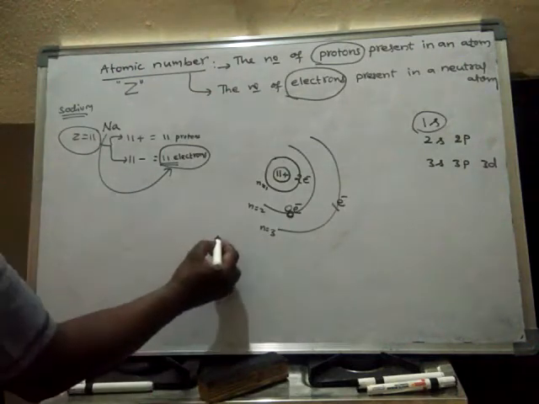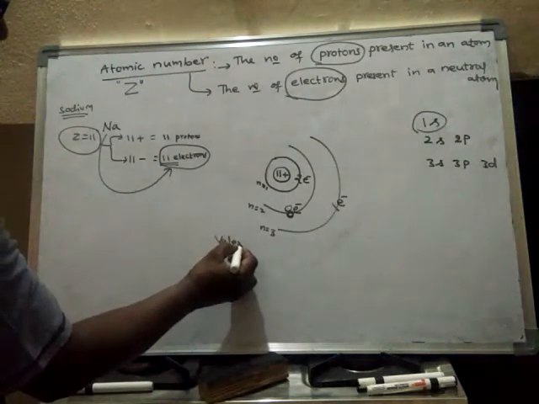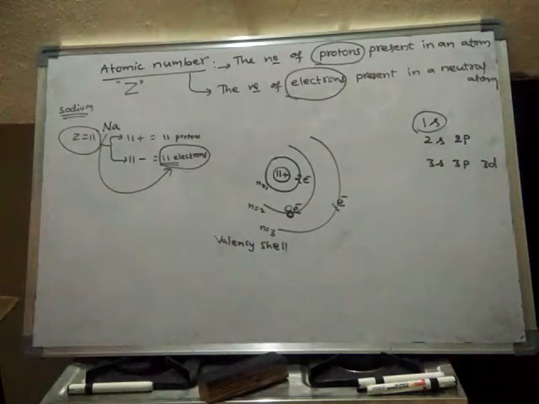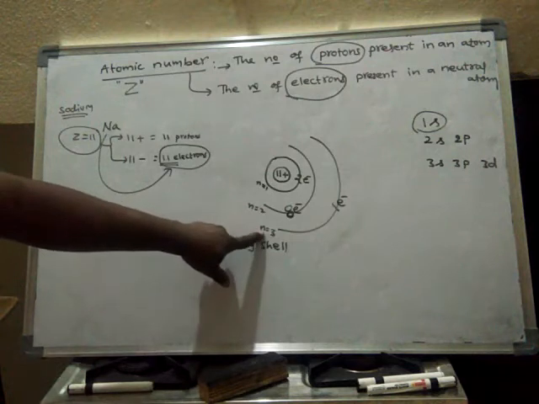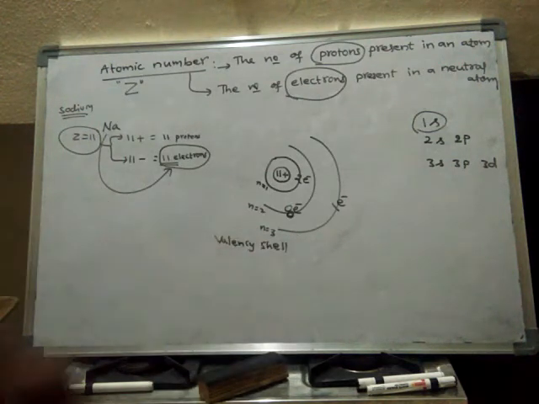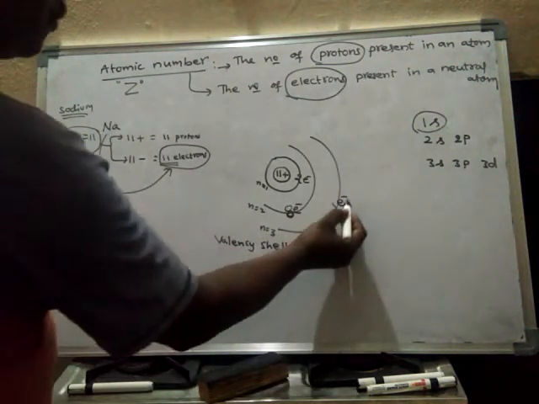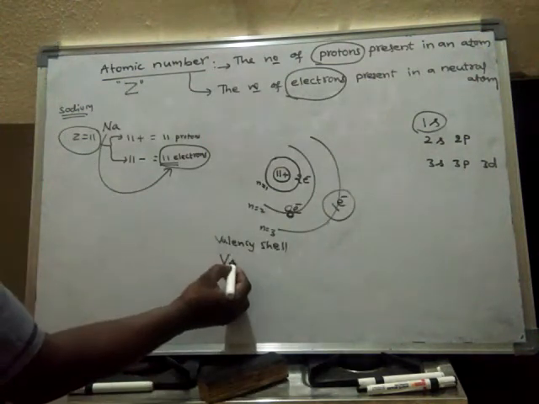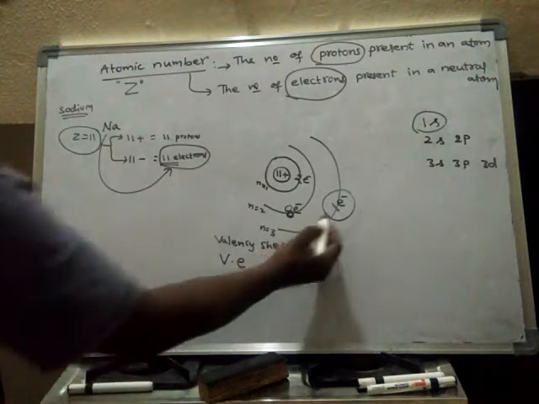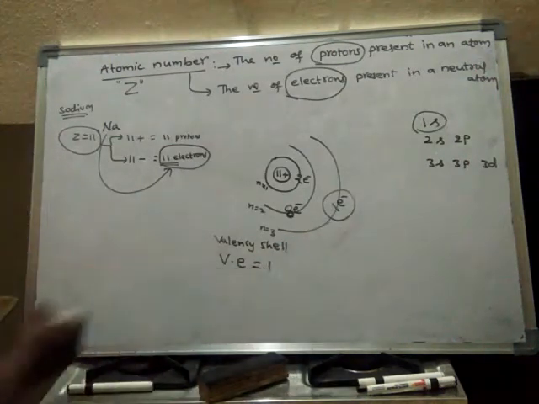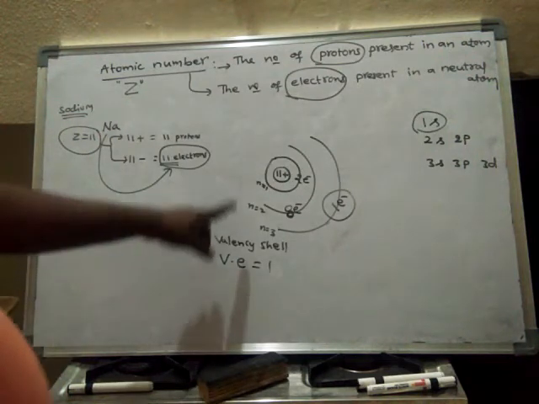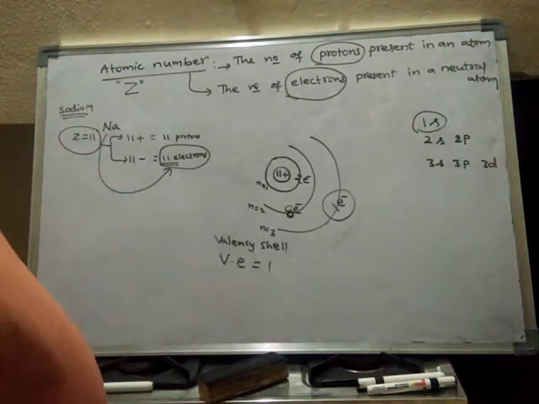It is also called the valency shell. What is the valency shell of sodium? The third orbit is the valency shell of sodium. The electrons present in the valency shell are said to be valency electrons. How many valence electrons are there? Only one valence electron is present. The sodium atom is having only one valence electron.